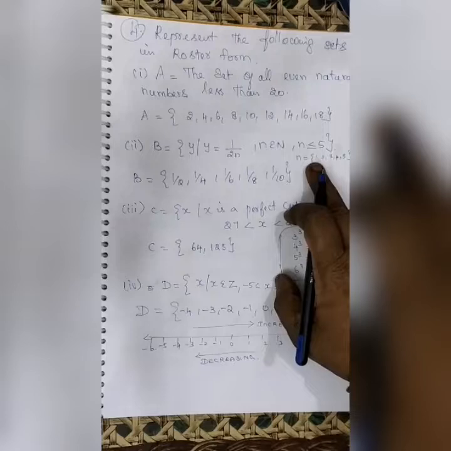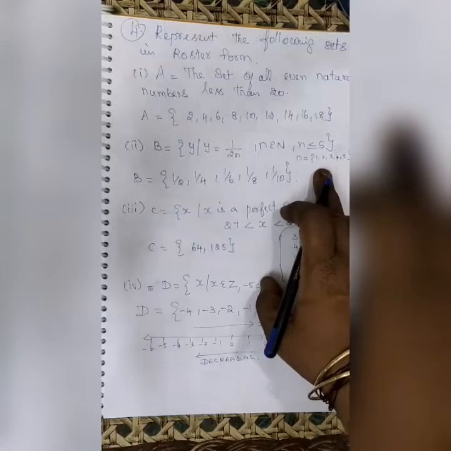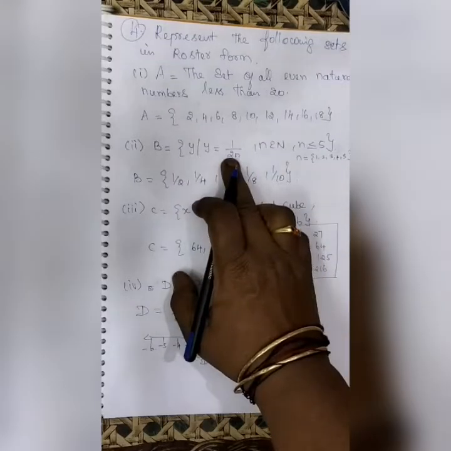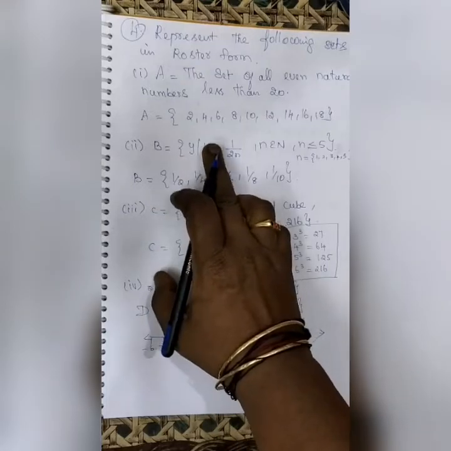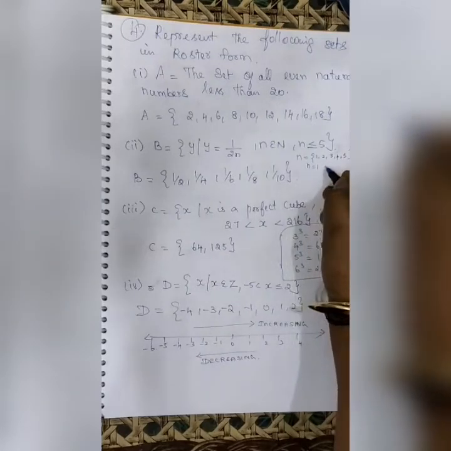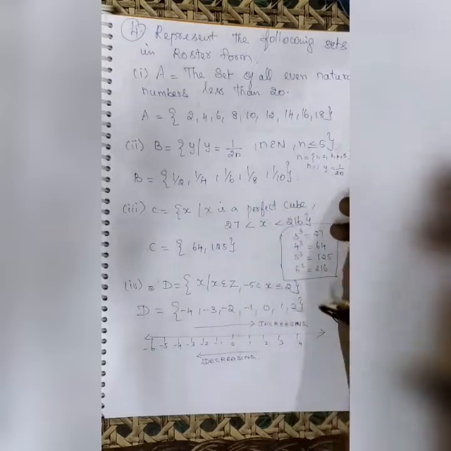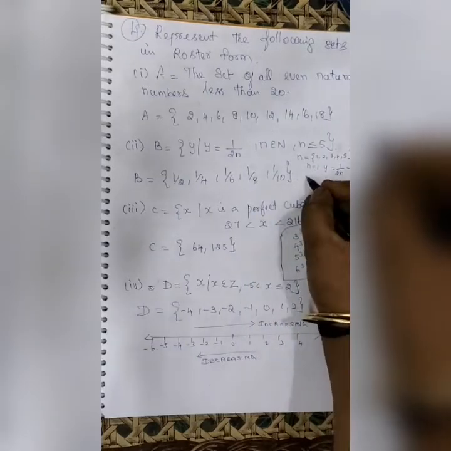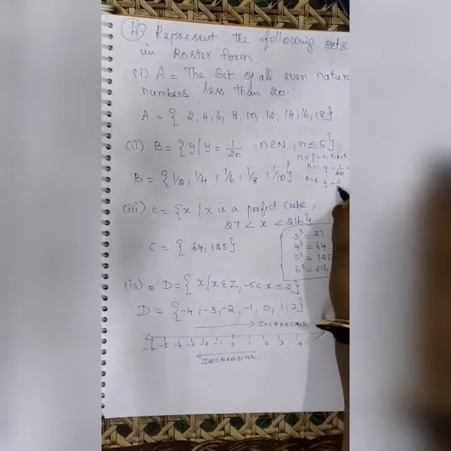Now the value of n we have found out. Since n belongs to N and n is less than or equal to 5, the value of n is 1, 2, 3, 4, 5. Now here we are going to list out the set of all y. The formula for y is y equal to 1 by 2n. So when n equal to 1, y equal to 1 by 2 into 1, so 1 by 2. Now for n equal to 2, y equal to 1 by 2 into 2, 1 by 4.